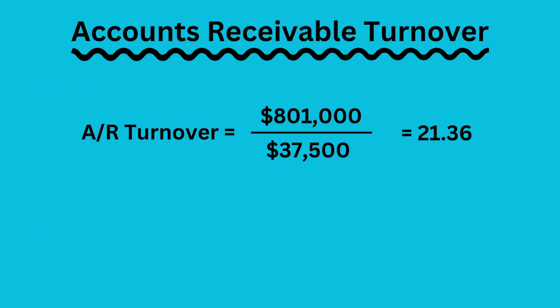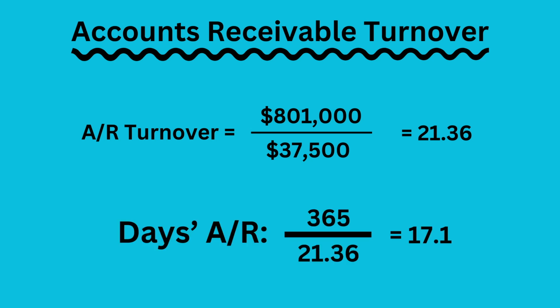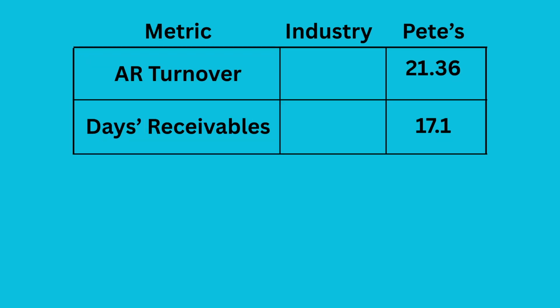Pete's Coffee Shop has an accounts receivable turnover of 21.36 and a days accounts receivable of 17.1, meaning that on average it takes the company 17.1 days to collect payments from its customers. This is competitive with industry norms of 20 to 30 turnover and about 12 to 18 days receivables.